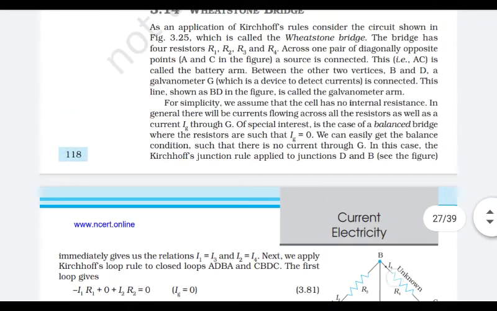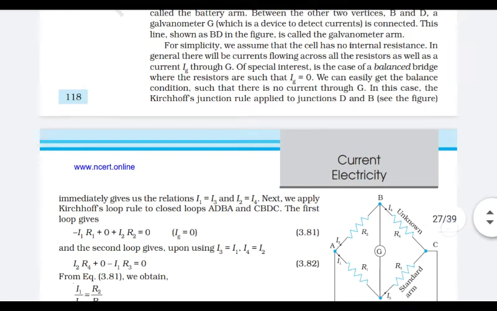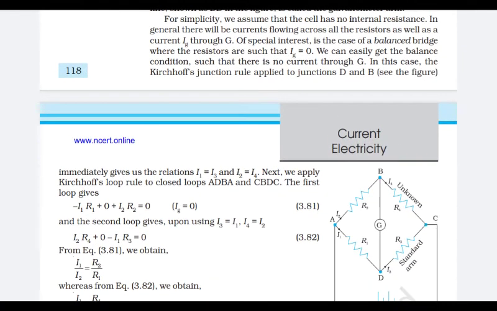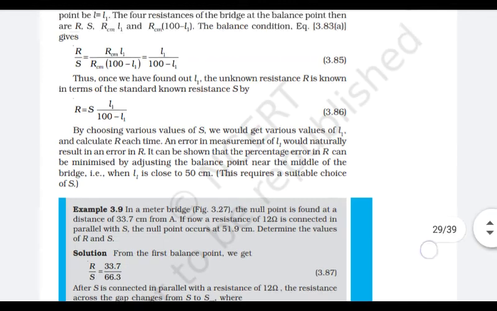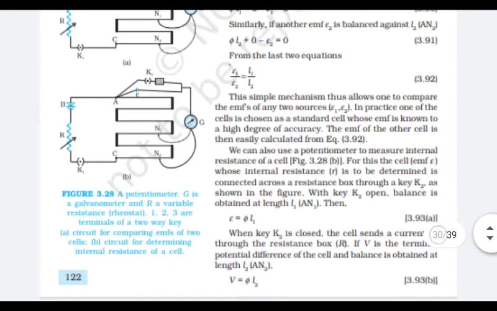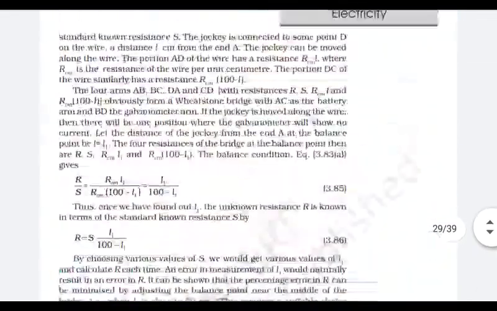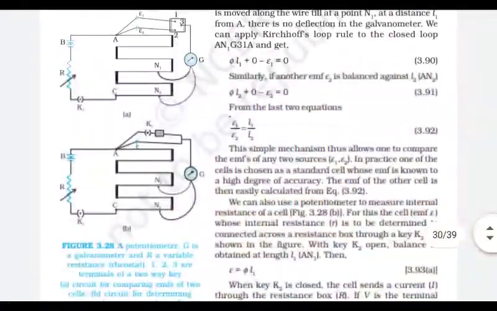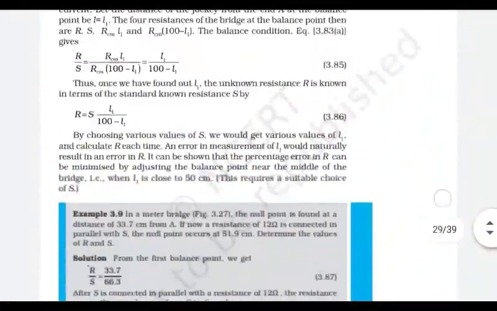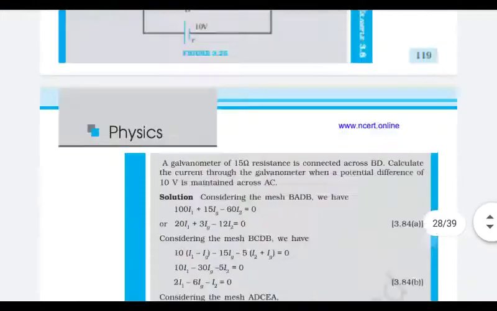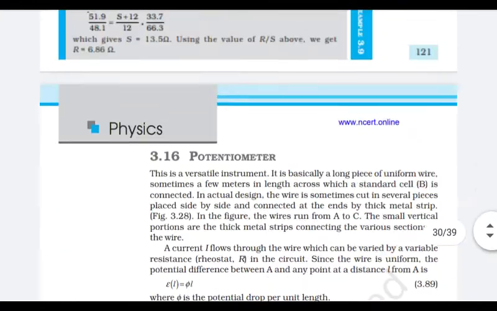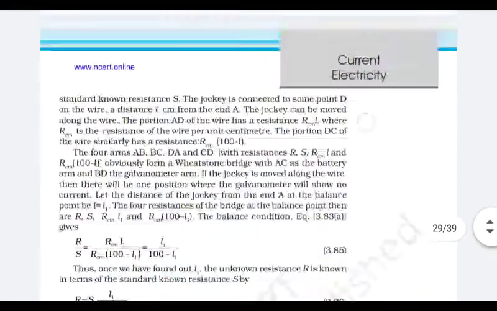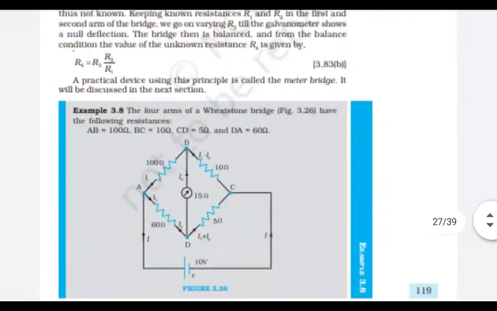So let's read it. The BD arm is called the galvanometer arm and the AC arm is called the battery arm. That's a circuit diagram, remember. That's not the actual bridge. Wheatstone bridge, that's a theoretical diagram. The practical one we will see later on.